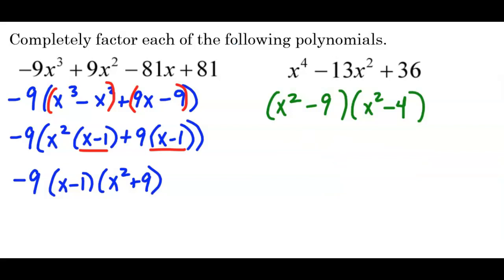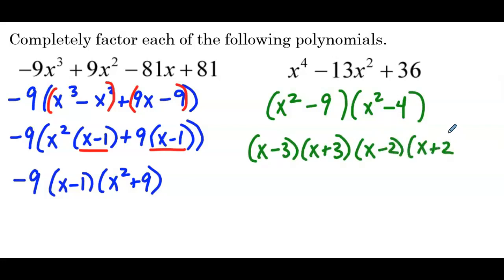So then we can keep factoring. X squared minus 9 can be factored with the difference of 2 squares, so x minus 3 times x plus 3. And x squared minus 4 can be factored as x minus 2 times x plus 2. So this is an interesting one because we've never really seen a problem like this, but we can use our trinomial factoring technique to make an adjustment.